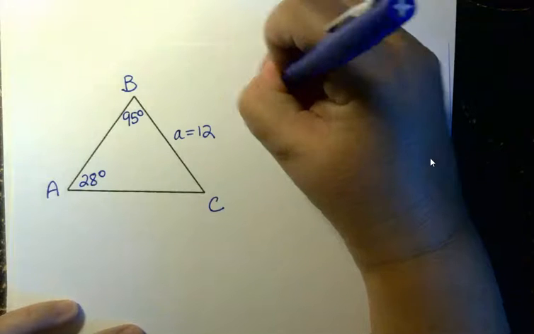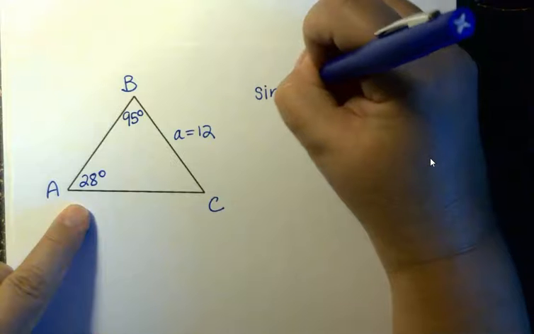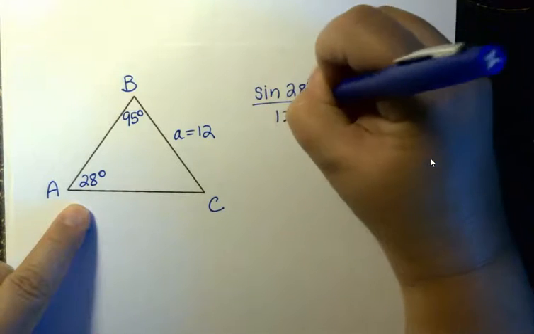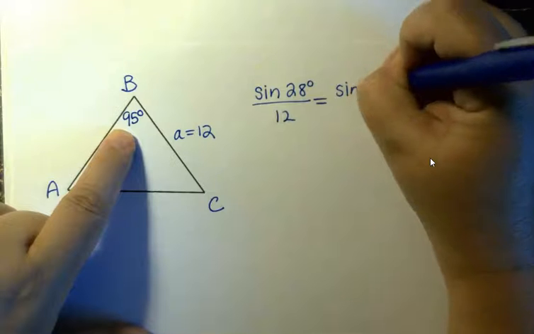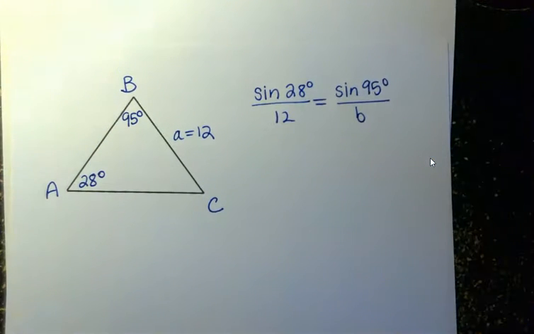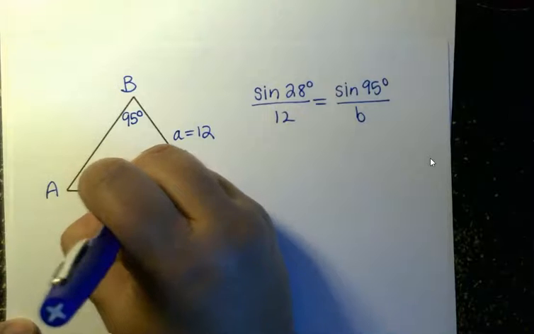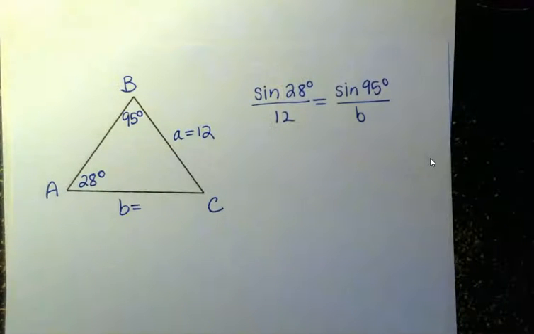Sine of A over little a equals sine of B over little b. And I'm going to use that to find this particular side right here. Okay, so I'm going to use my calculator. I'm going to cross multiply. It's all going to be good.